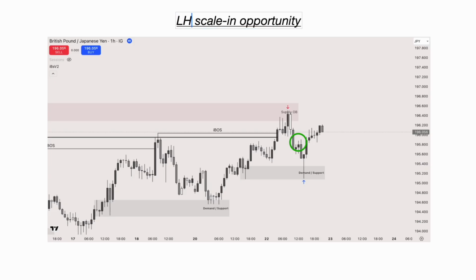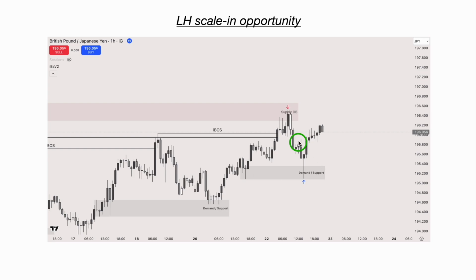Scale in opportunity where price gave a sweep of liquidity and just swept a little bit more, so we wanted to maybe give it a bit more space, and price came down to, there's obviously a demand support area below, but we're looking at this 1 hour order block where price has just gone into.